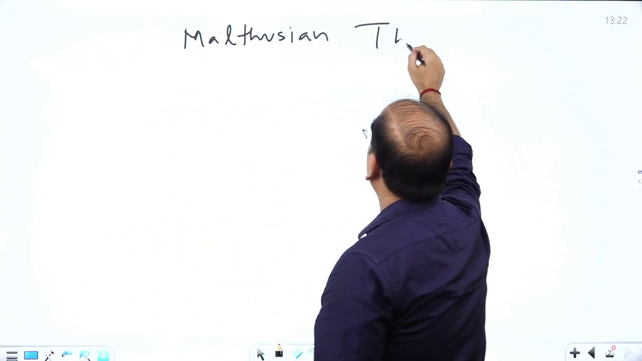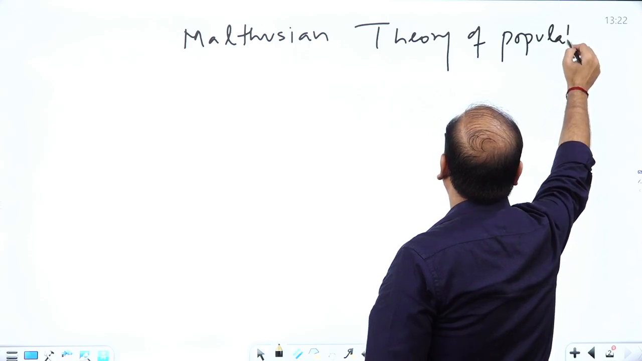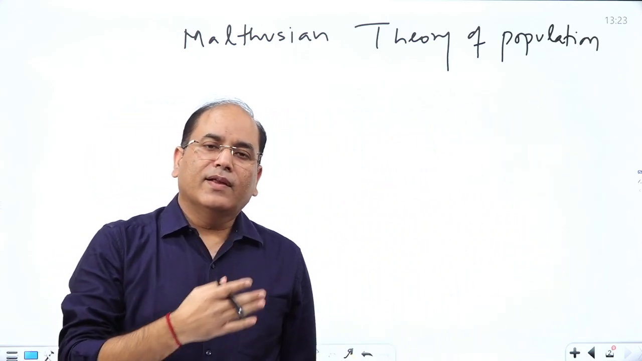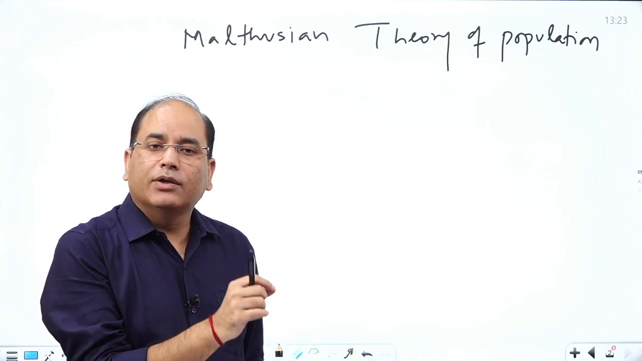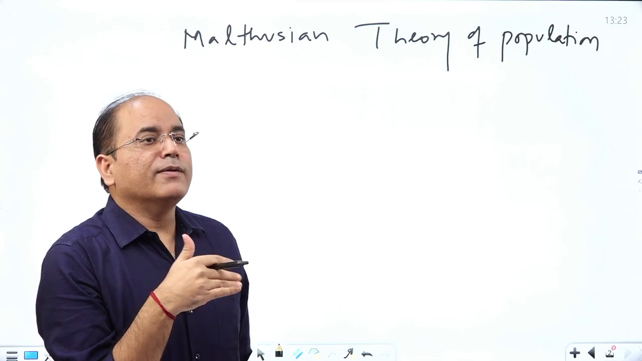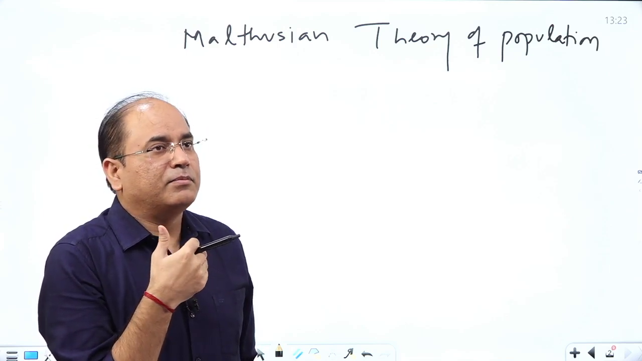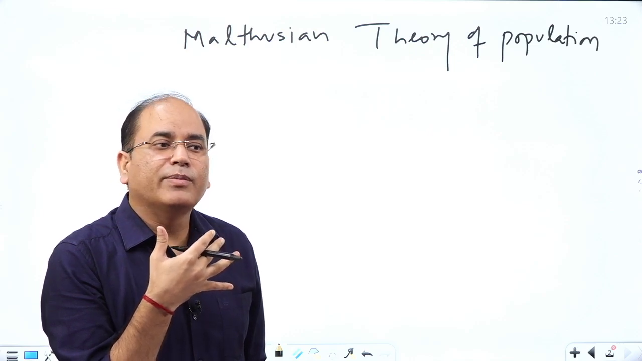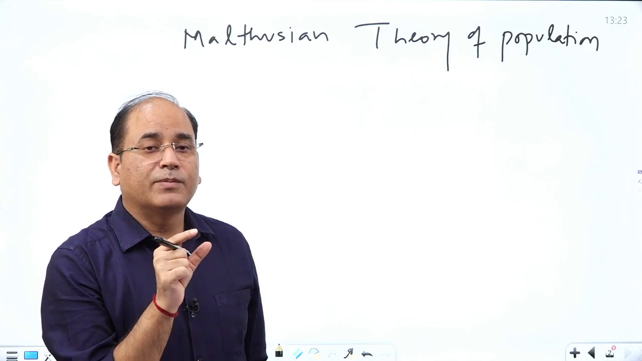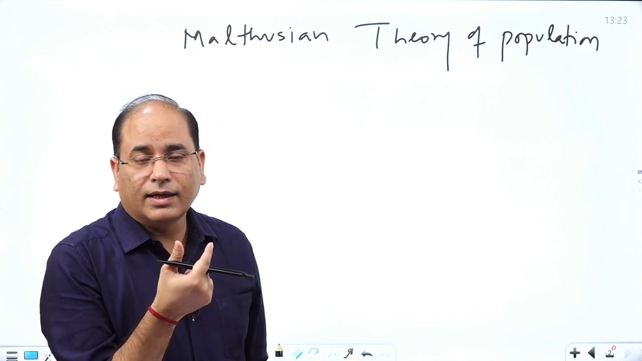Malthusian theory of population. Now, one interesting information. In the geography optional, these theories have been written explicitly. But in fact, in some other areas of the GS, the knowledge of these theories is going to be very beneficial, like your social issues. So in GS paper 1, the knowledge of these concepts will also be helpful for the social issues.